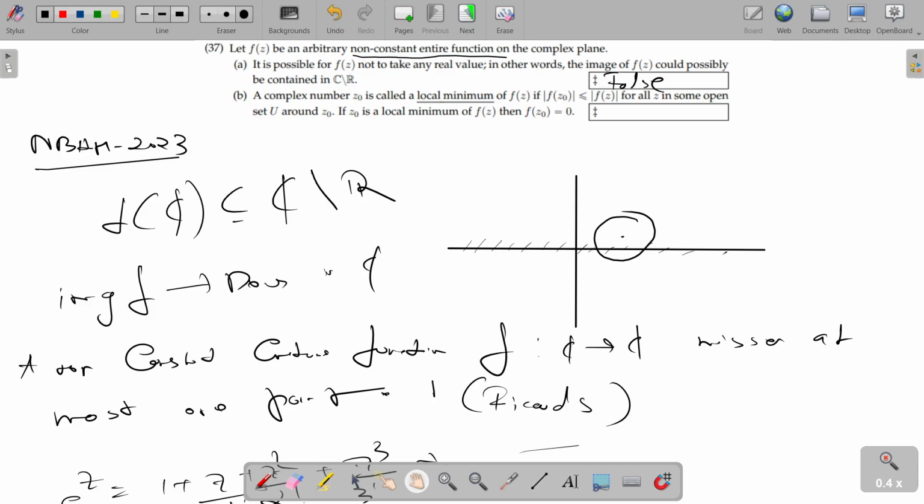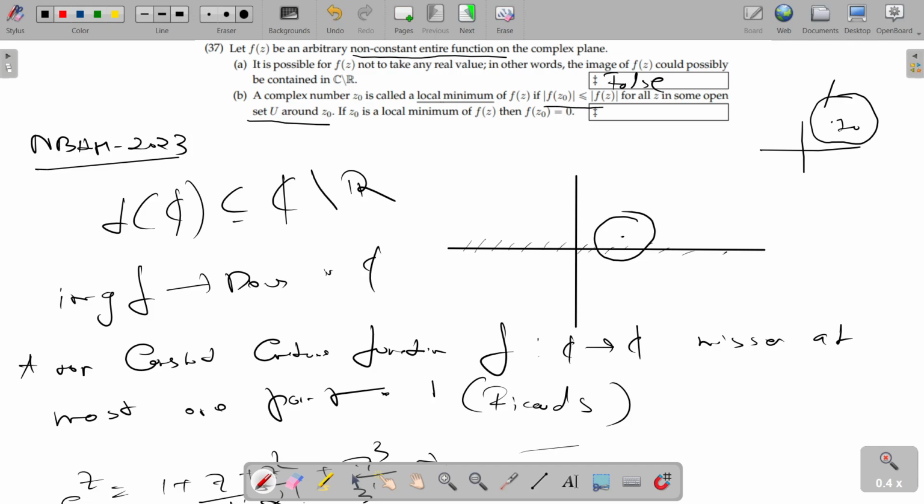Now option B is given as: a complex number z naught is called a local minimum of f(z) if mod of f(z naught) is less than or equal to mod of f(z) for all z in some set U around z naught. So it's a local minimum. Suppose we have a neighborhood like this. So f of z naught will satisfy this.